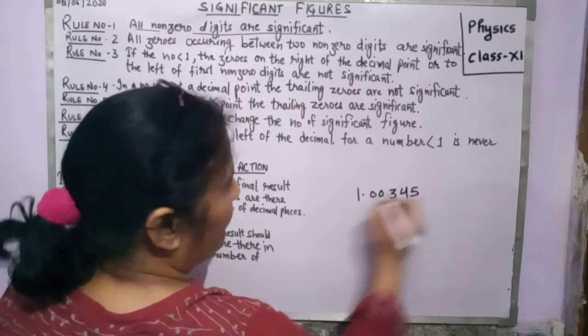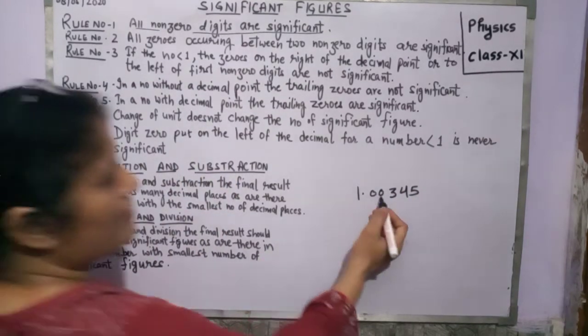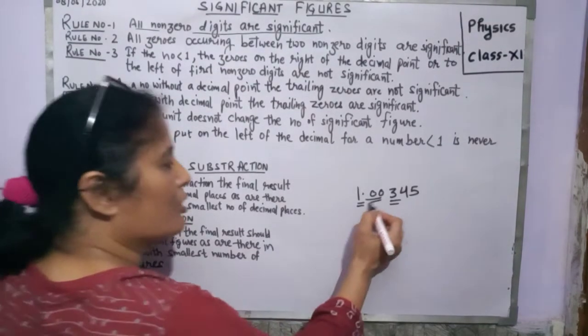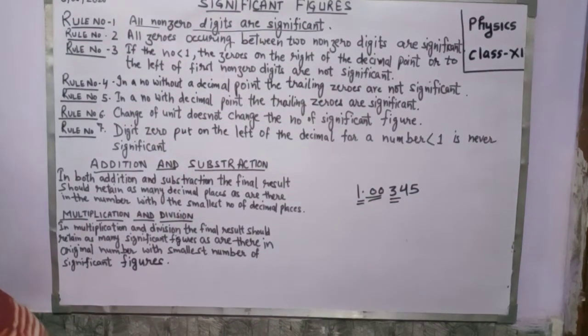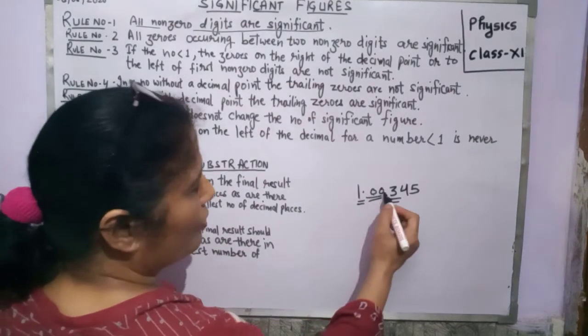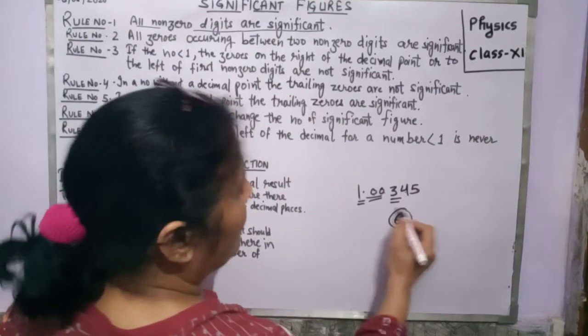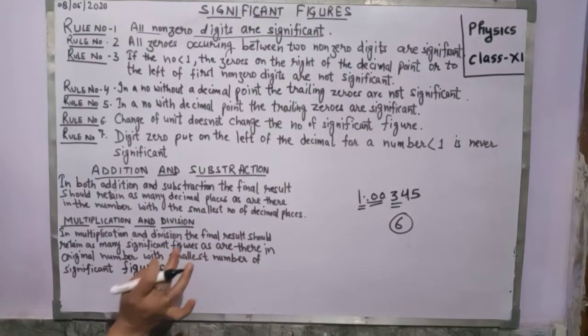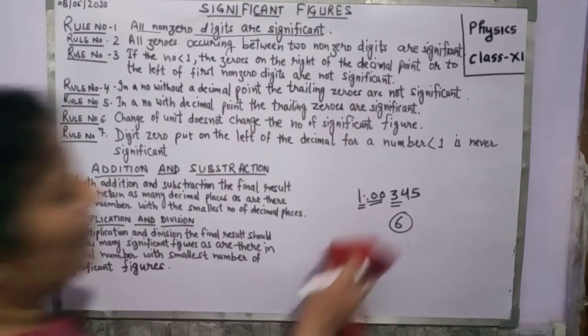1.00345. And again these two zeros are between two non-zero digits. All these two zeros are significant. The number of significant figures in this case is 1, 2, 3, 4, 5, 6. 6, whether there is a decimal point or the decimal point is not present.